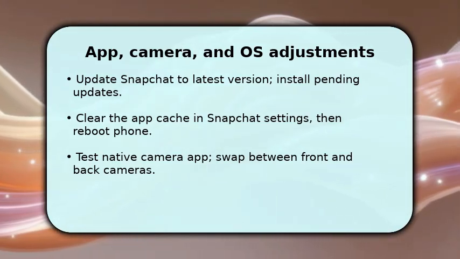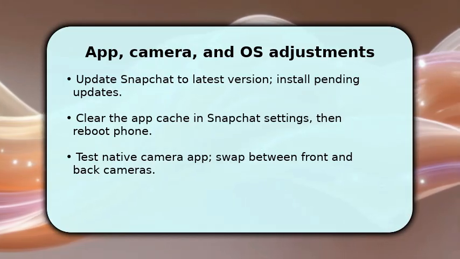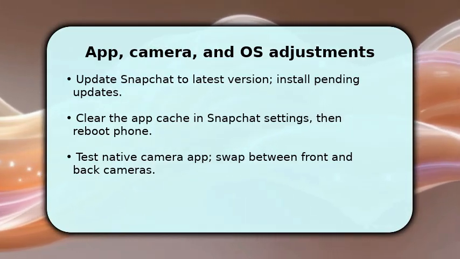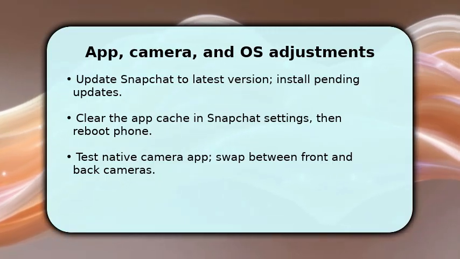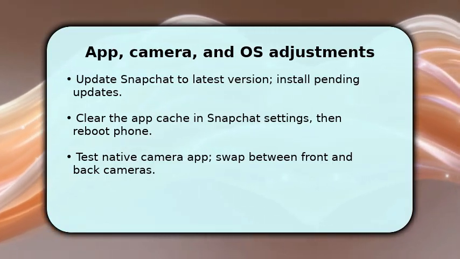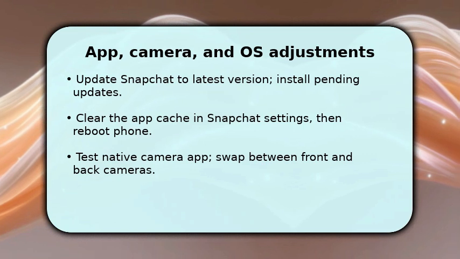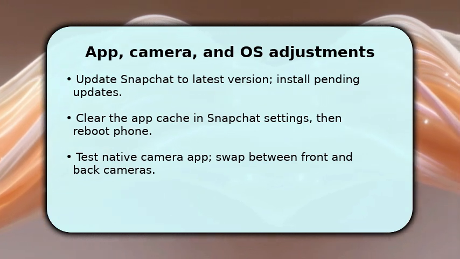Test the phone's native camera app for recording. If the native app fails, you have a camera or OS problem. If the native camera works, switch between front and back cameras inside Snapchat and retest. This isolates whether the issue is app-specific or hardware-related.